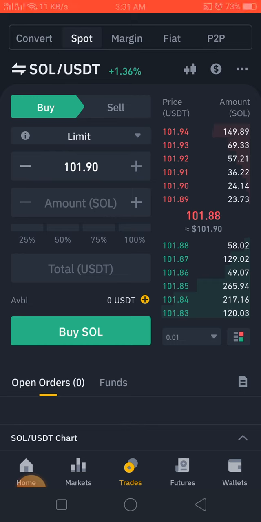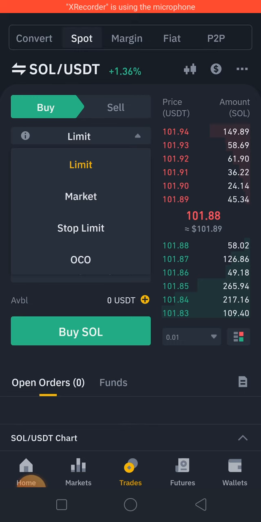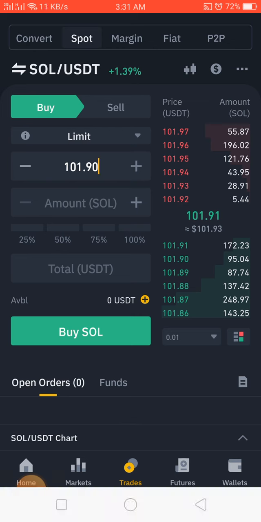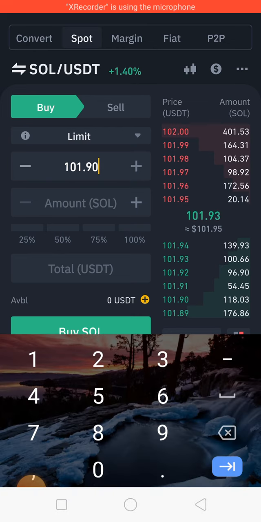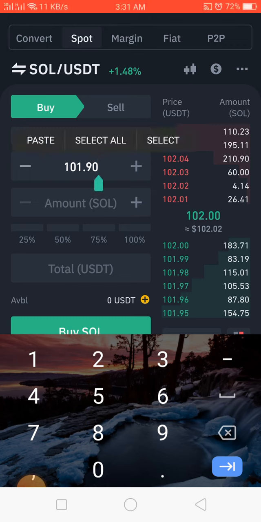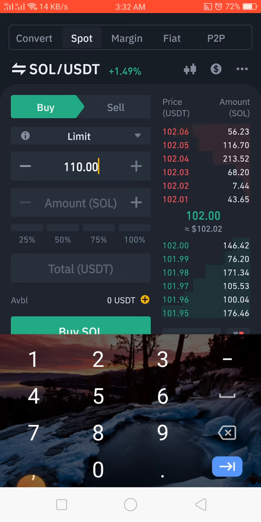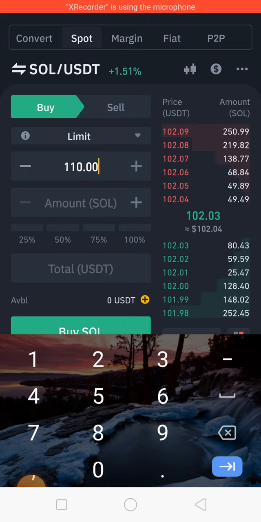First of all, we can buy in three main ways. First of all, the limit buy. When we select the limit buy, then we have to add a limit, so when the market goes to that limit, our order will be purchased or sold. For example, we want our buy order to be completed when SOL comes to $110, so we will write here $110.